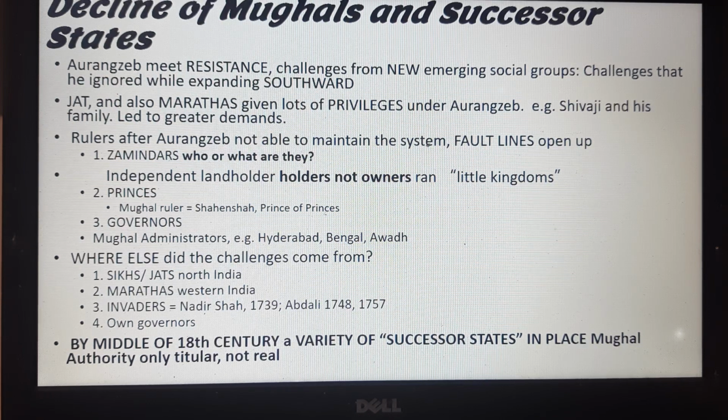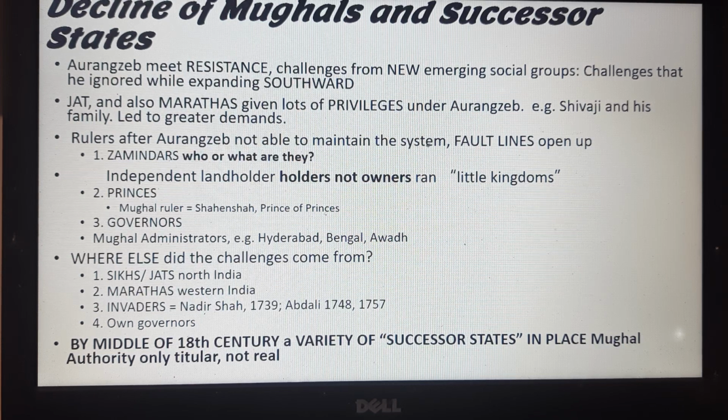The Sikhs and Jats in North India, like present-day Haryana and Punjab and parts of Pakistan. Next, the Marathas from Western India, Shivaji and his ancestors and rulers, and invaders like Nadir Shah, who plundered Delhi, Ahmad Shah Abdali, who plundered Delhi in 1739, Nadir Shah Abdali in 1748, and again in 1757, and his own governors, who were every day giving threat to the Mughal Empire.